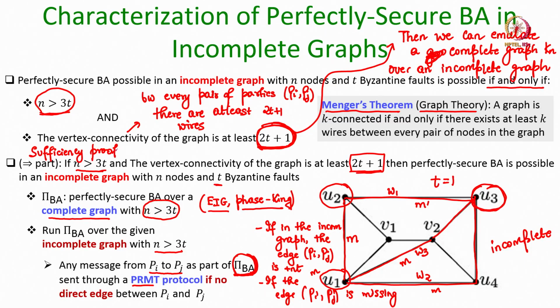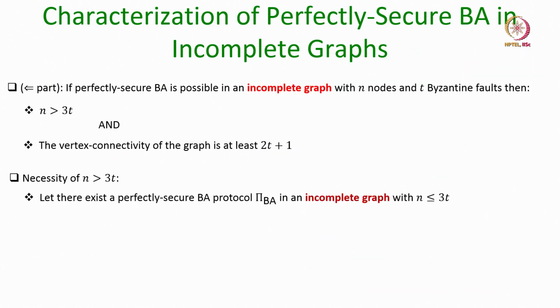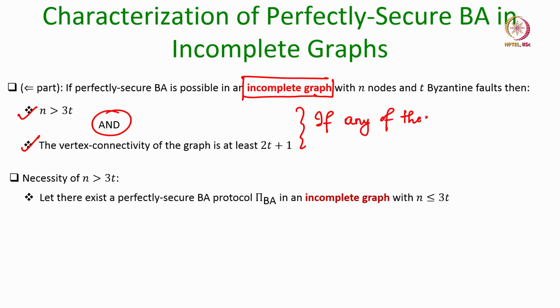Because we showed that if these two conditions are guaranteed, then they are sufficient to design a perfectly secure BA protocol. Now, we will argue about the necessity of condition 1 and condition 2. That means, if we have an incomplete graph and if any of these two properties are violated, then we want to argue that we cannot design a perfectly secure BA protocol in the underlying graph.